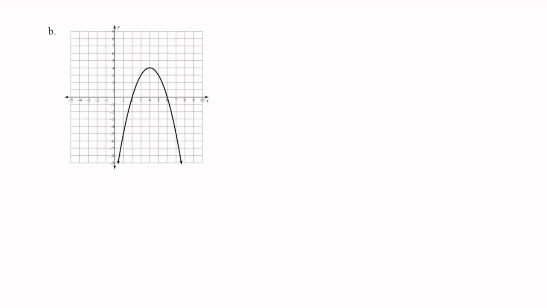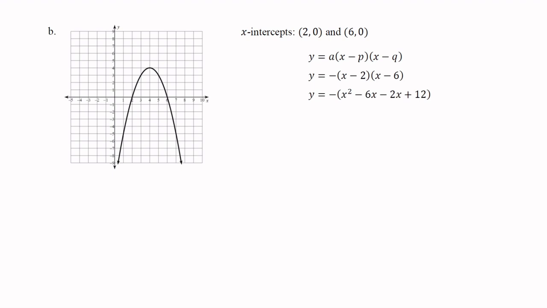For b here, we have vertex form as an option, but we could also use intercept form. Our x-intercepts are 2, 0, and 6, 0. So let's plug that in for p and q. Let's expand our binomial, multiply our binomials, and then combine our like terms, and then distribute our negative sign, and there we have it. There's standard form for that parabola.